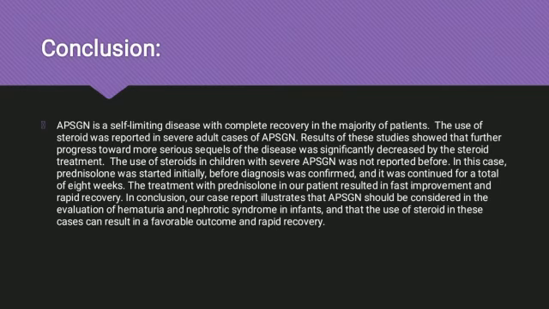The use of steroid was reported in severe adult cases of APSGN. Results of these studies showed that further progress toward more serious sequelae of the disease was significantly decreased by the steroid treatment. The use of steroids in children with severe APSGN was not reported before because normally steroid is not recommended for children.